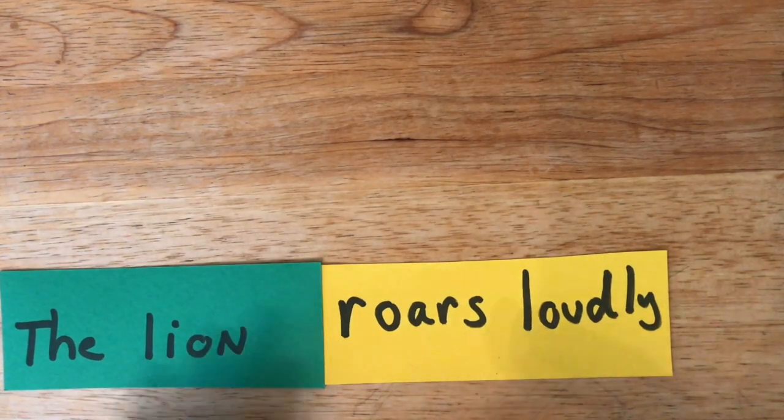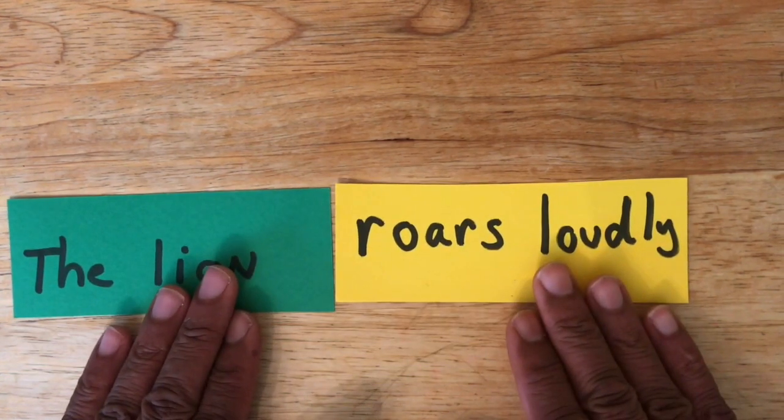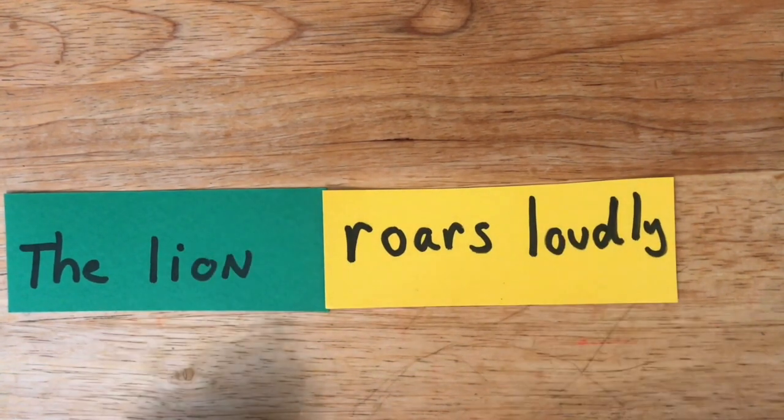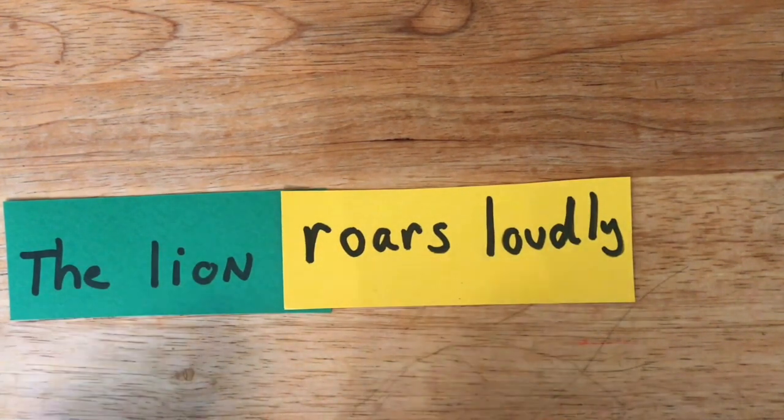Now, is this thought completed? Now does it make sense? Yes, because now we know who or what we're talking about. The lion roars loudly. That's who we're talking about, the lion. And what are we saying about the lion? We're saying the lion roars loudly. Now we have a complete thought.